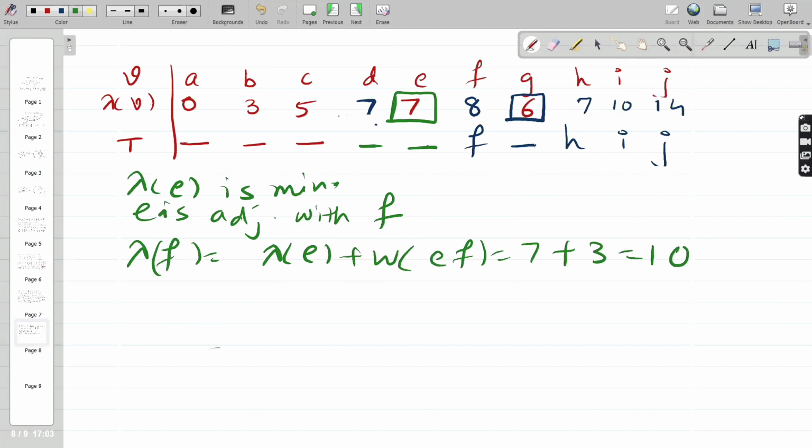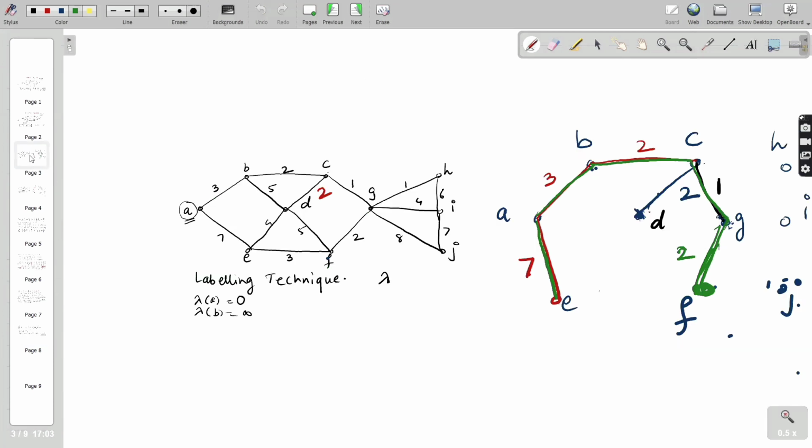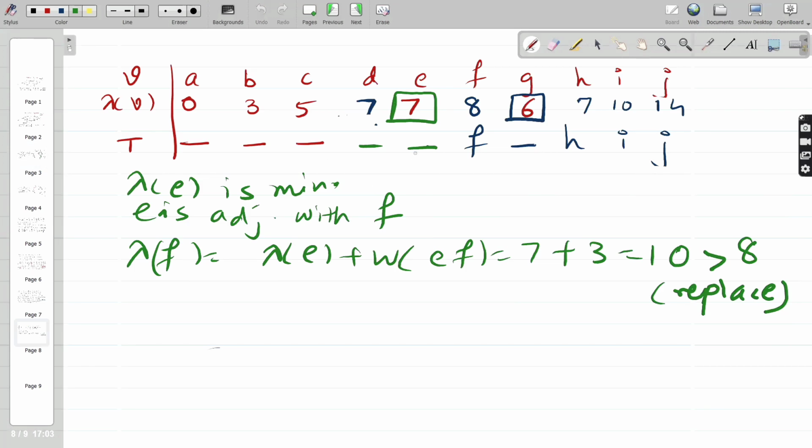So 7 plus 3 is 10, which is greater than 8. So again, we will not replace this. Right now, I am understanding that this answer 8 is giving me the shortest answer, from A to F: 3 plus 2 plus 1 plus 2. Okay. So now this 7 is gone. Now we will be considering the next 7.